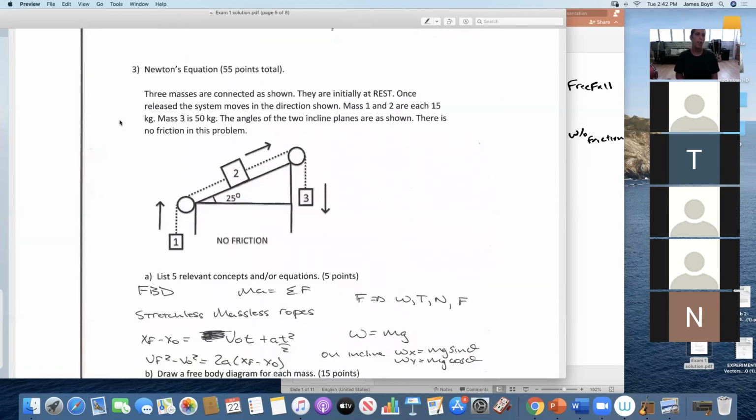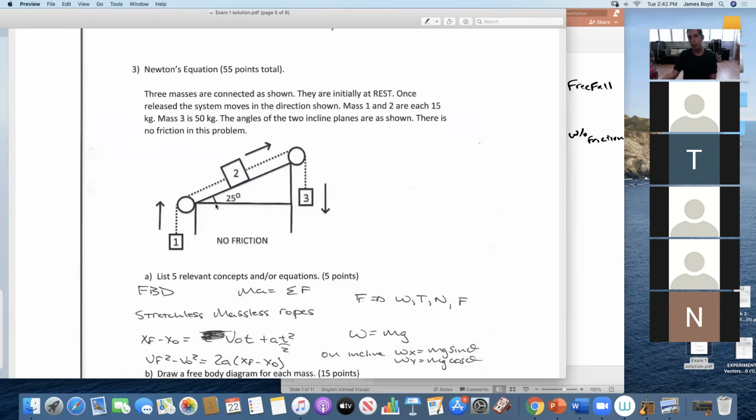then I said that the first problem would be free fall or constant acceleration. It was the car sliding towards the cliff. Second one will be projectile motion. Third one will be Newton's equations without friction. And fourth will be with friction. These are what I call Newton's equations. They're blocks on strings or ropes and over pulleys.